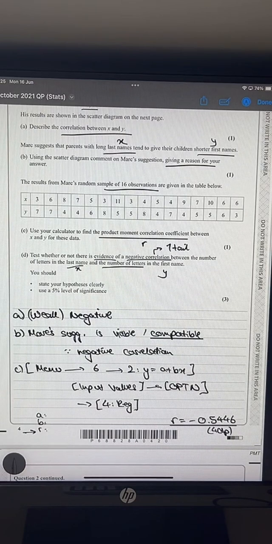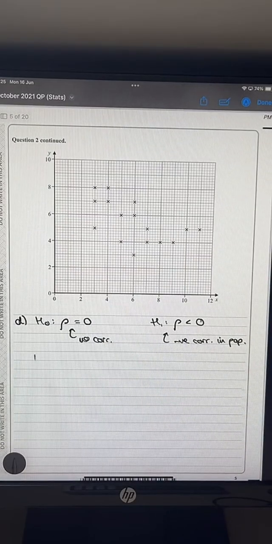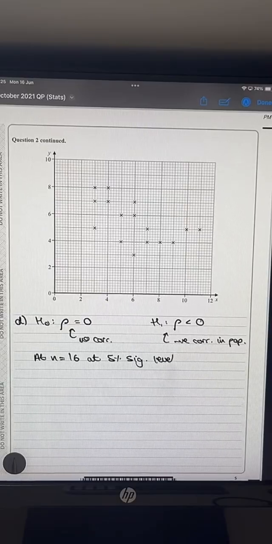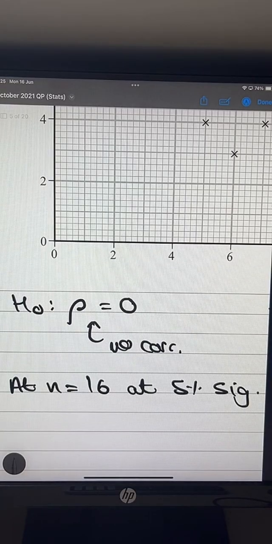N equals 16. So at n equals 16 at 5% significance level, did you say we have to write down that the sign is rho? Yeah, you need to write down, no, don't write down the sign is rho, write down this, like make sure it doesn't look like a P, don't do it like that, this is wrong.